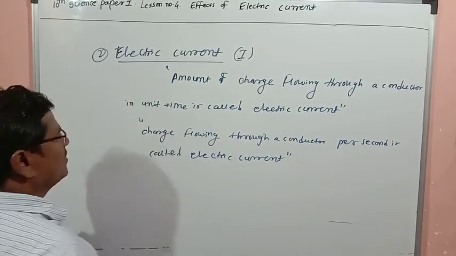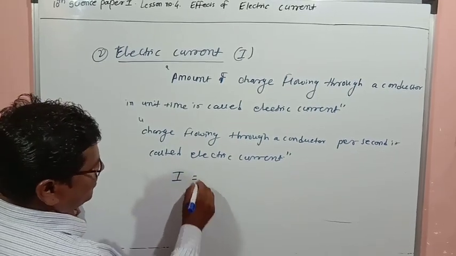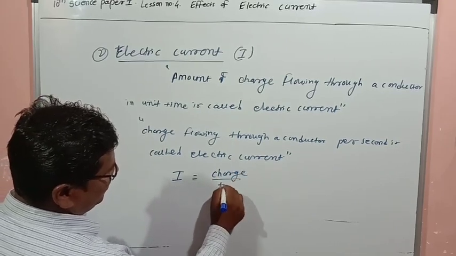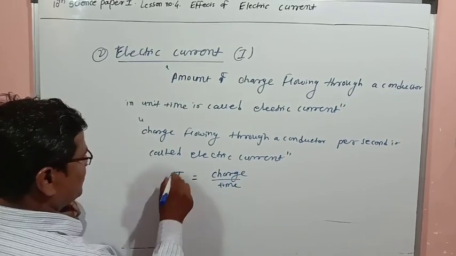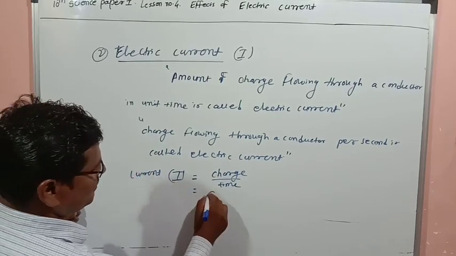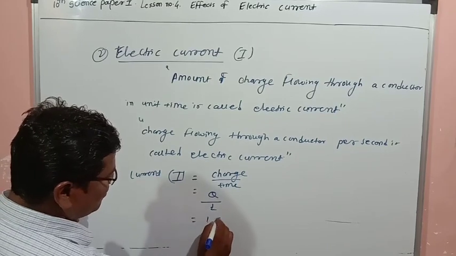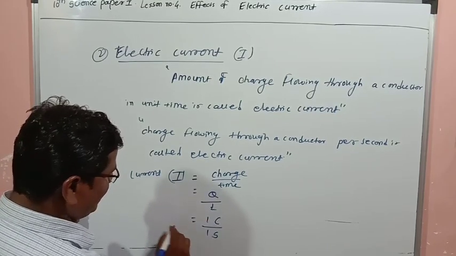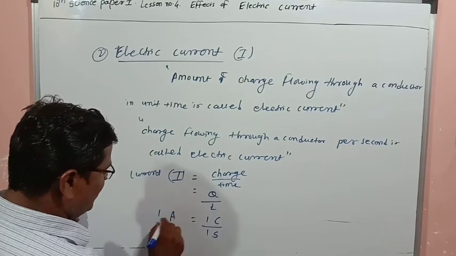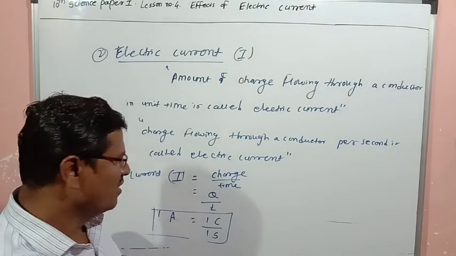So electric current is denoted by the letter I. Electric current is equal to charge upon time. So current I is equal to Q upon T, where charge is Q and time is T. Charge you measure in coulomb and time in second. So 1 ampere current is equal to 1 coulomb per second.